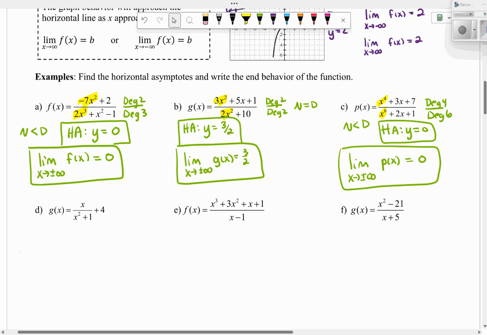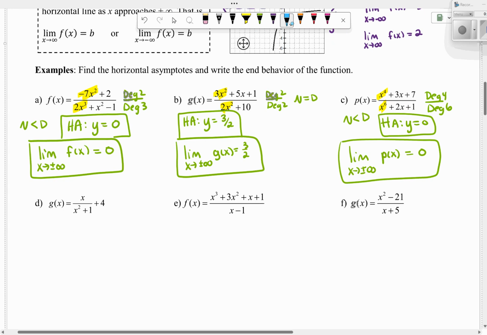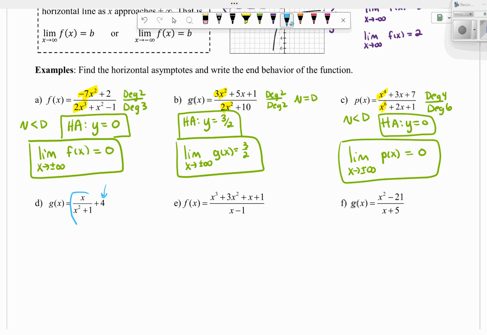Looking at question D, notice this is not all one function, so it's difficult to spell the standard form, but I know that this plus 4 means my graph's moving up 4, and if I look at just this right here, that's a degree 0 over degree 2, which means the horizontal asymptote would be 0, but we're moving our graph up 4. So I actually know there's a horizontal asymptote at 4.